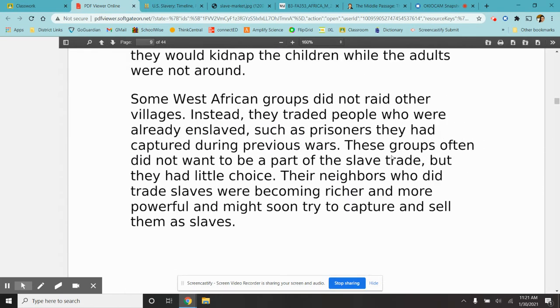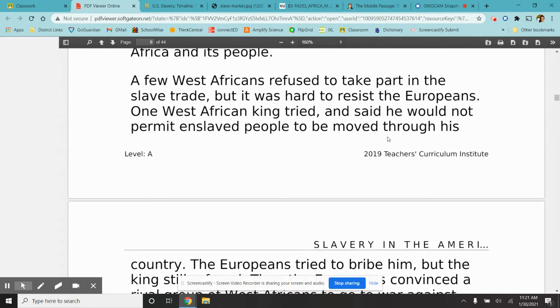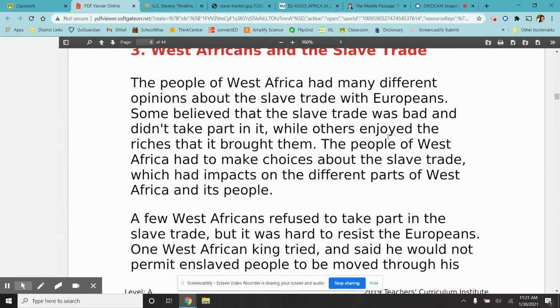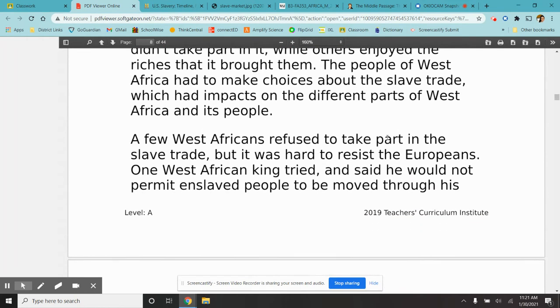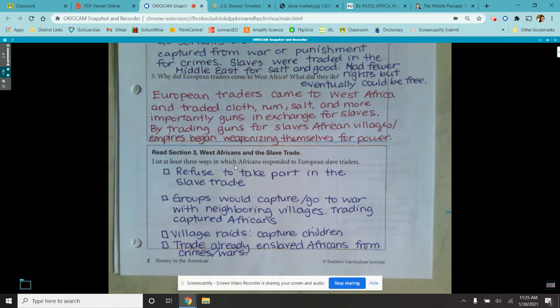All right, so let's think about what are the 3 ways in which Africans responded to slave traders. So we're going back up to the top. In our packet, we have the first example, which was to refuse to take part in the slave trade. So what we got from our reading, they refused to take part in the slave trade.